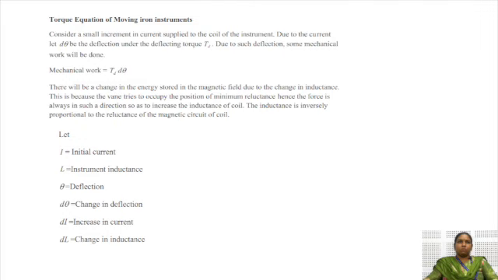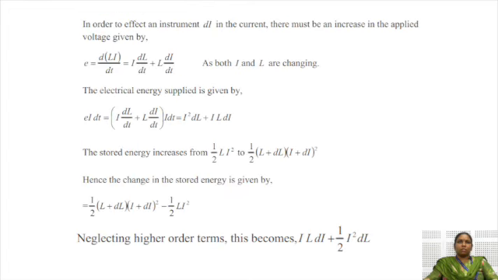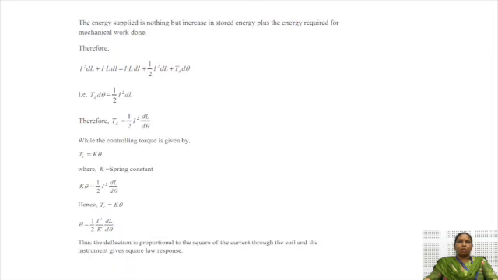So, here mechanical work is first found out, which is equal to Td into d theta, and assumptions for the initial current and instrument inductance are given here. By deriving this, the final equation, the torque obtained will be equal to, hence Tc will be equal to k theta, and theta will be equal to I square by k into dL by d theta. This shows that deflection will be proportional to the square of the current through the coil, and the instrument gives the square law response.